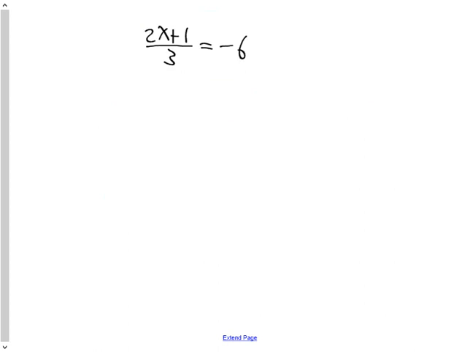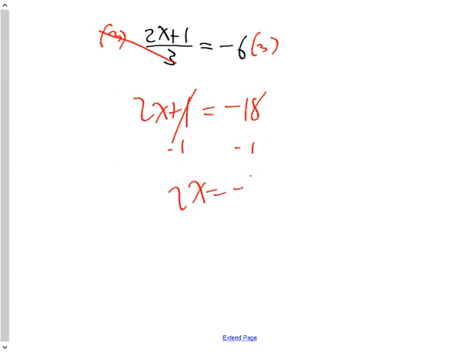The next question is algebra. That says 1/3 of 2x plus 1 is equal to -6. Multiply both sides by 3. Instead of 1/3 of 2x plus 1, you have 2x plus 1 equals -18. 2x equals negative 19, and x equals negative 9.5, or -19/2. Either one.